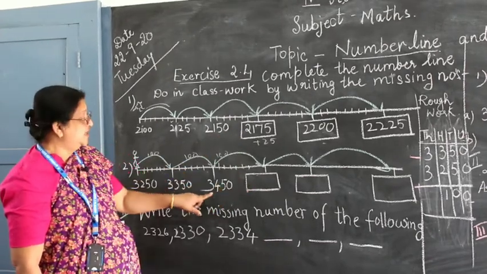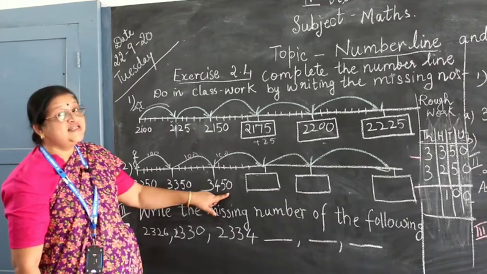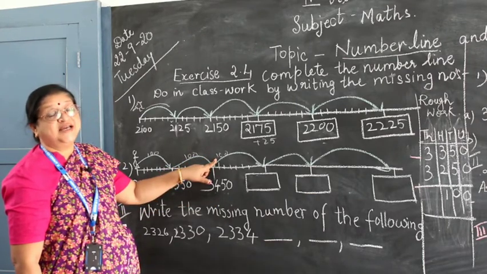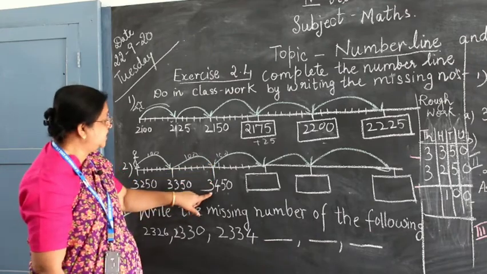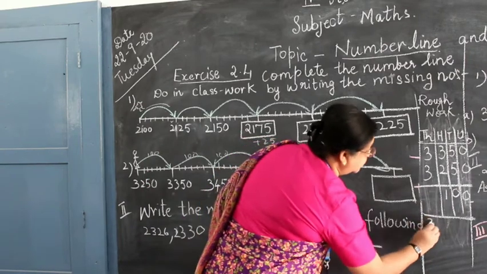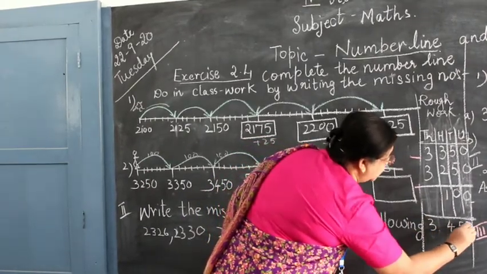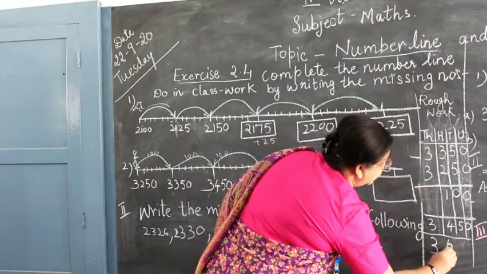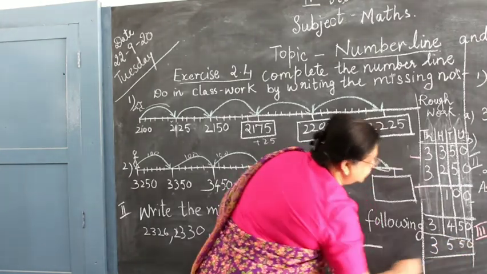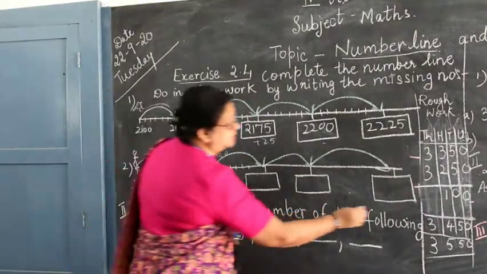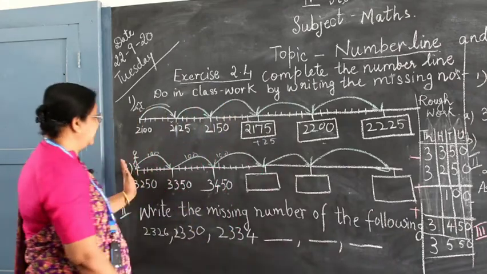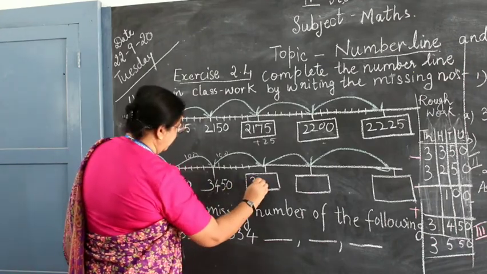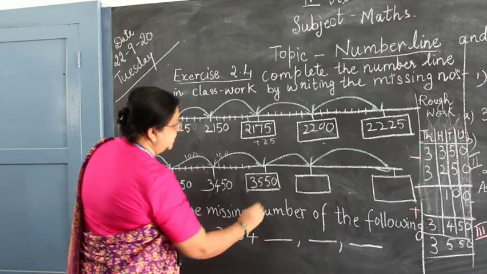What you do, children? 3450 you will minus or add. Here you will add what you got in the minus, that is 100. So when you add up 3450, you will get the answer 3550. Simple. Here you have to add it up, don't minus. Here it is minus to know the difference, but when you get the answer and the difference, you have to add it up. So here the answer will be 3550.